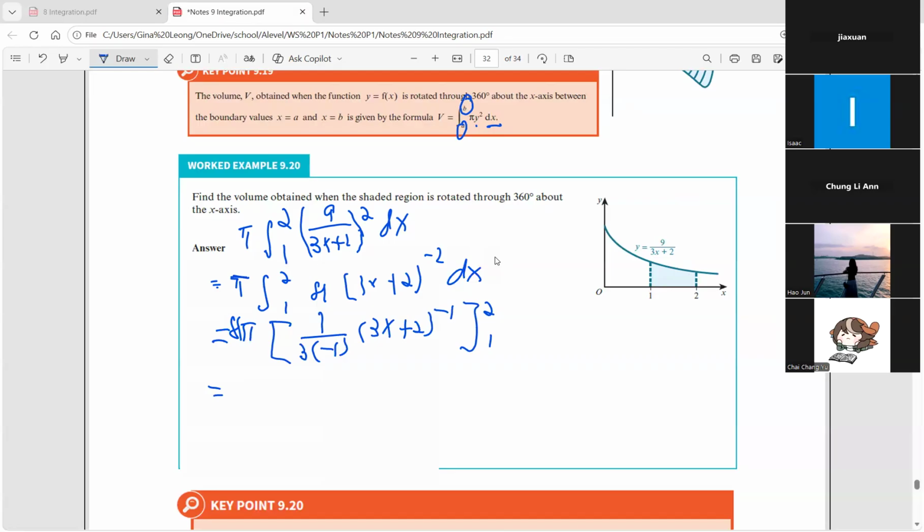Now we can simplify. The negative, the whole thing here, I can bring out. This one I will get 81 divided by 3, 27. Negative 27 pi. Then I replace 2, 1. I replace the 2, 1 here. Then I start to do. Let me press the calculator first.